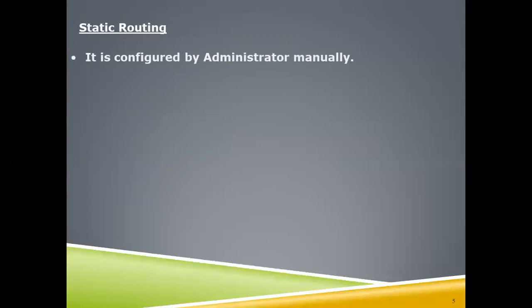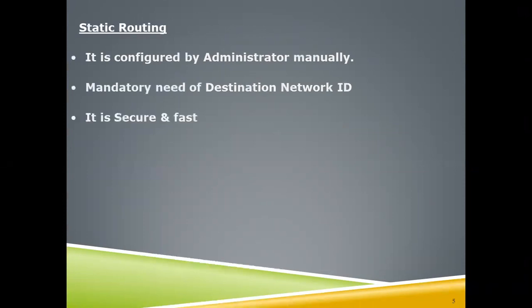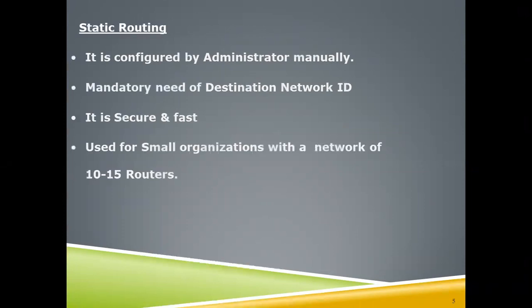Static routing is configured by the administrator manually. There is a mandatory need of destination network ID. So you need to know the destination network ID. Without that, you cannot configure static routing. It is secure and fast. It is used for small organizations with a network of 10 to 15 routers. The administrative distance for static route is 1.